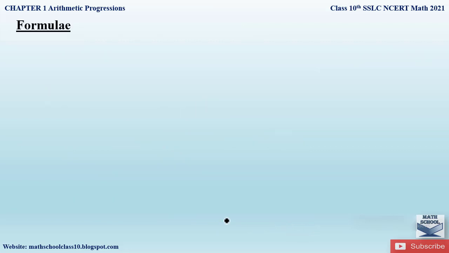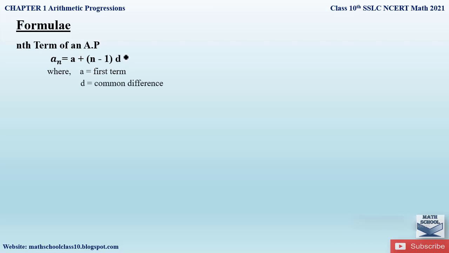Now let us learn the important formulas in the chapter arithmetic progression. So the first important formula is the nth term of an AP. So the nth term of an AP, an is equal to a plus (n minus 1) into d. This is a very important formula which you have to remember, where a is the first term of the AP and d is our common difference. So here if they ask you to find out the fifth term of an AP, then you will substitute the n value as equal to 5, where you will get the value a5.